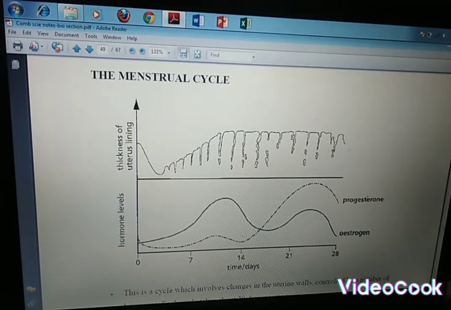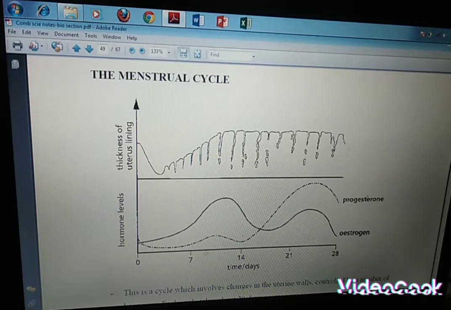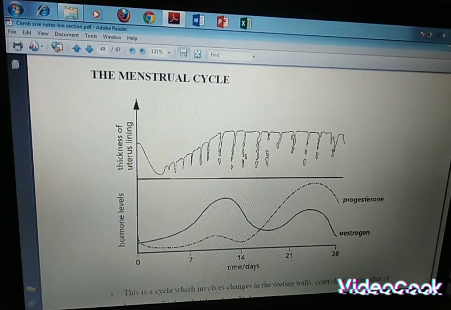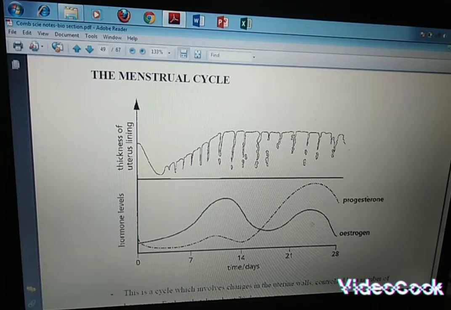And the estrogen levels, I'm sure you can see the days. We have days 0 to 7, 7 to 14, 14 to 21, and to 28. I'm going to explain the days in detail. But what I want you to take note of is that when we're having high levels of progesterone and estrogen, our uterus lining will be thicker, you know. It will be ready for the baby, right, to come and implant.